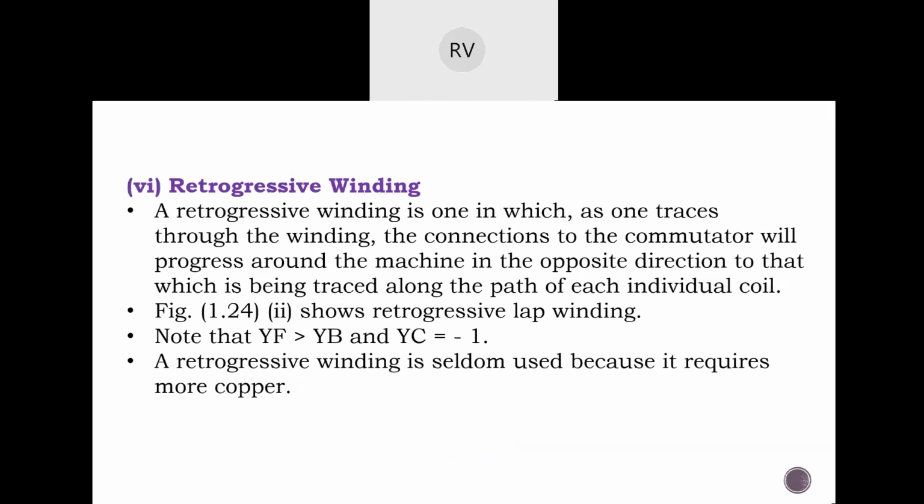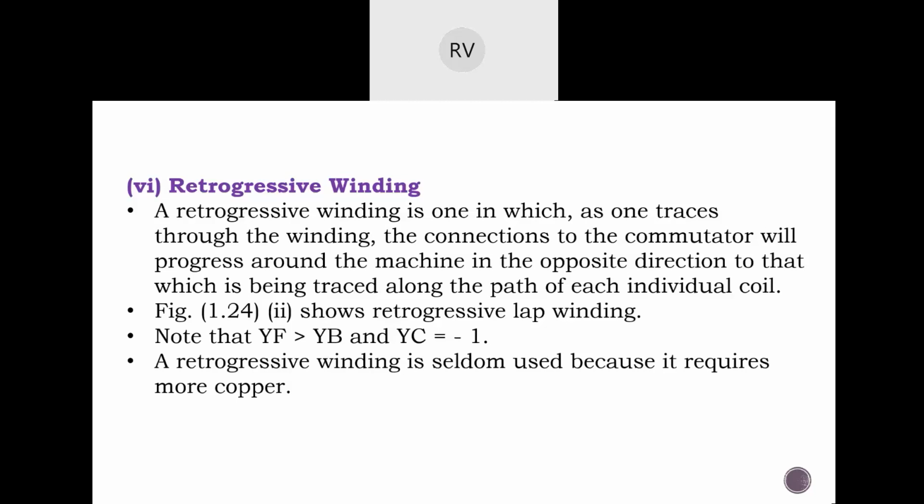Here in case of retrogressive winding, the front pitch will be greater than the back pitch, whereas in case of progressive windings, the back pitch is greater than the front pitch. In retrogressive winding, the front pitch will be greater than the back pitch, and the commutator pitch will be -1.